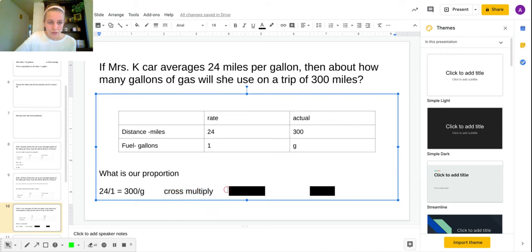So we're going to have 24G is equal to 300 times 1, which I just simplified to 300, okay? So now you have to divide both sides by 24. Divide this side by 24. That was real smooth. So what do we get?